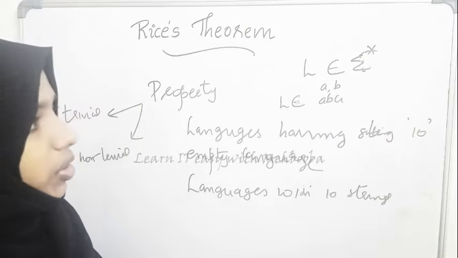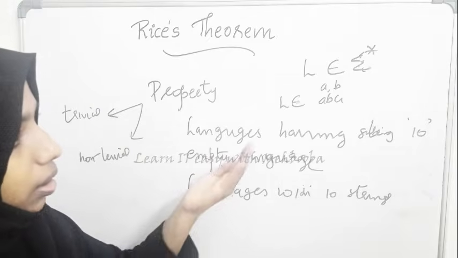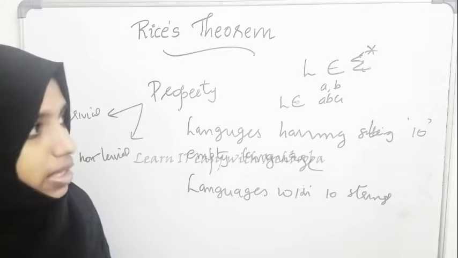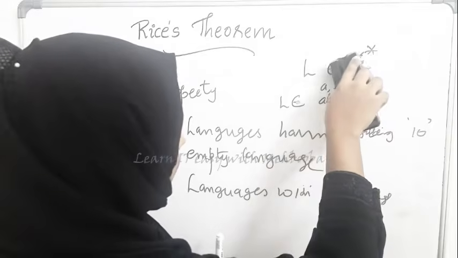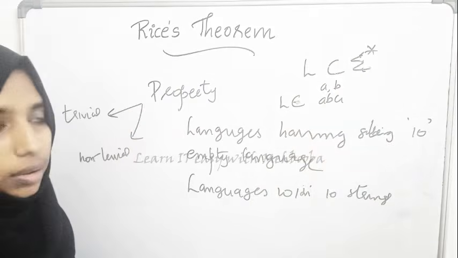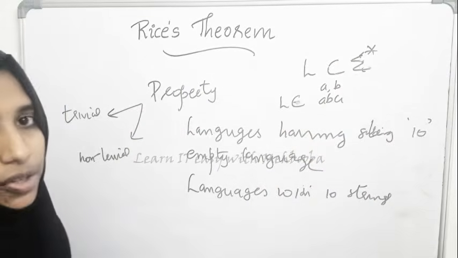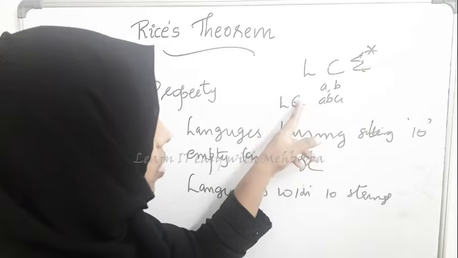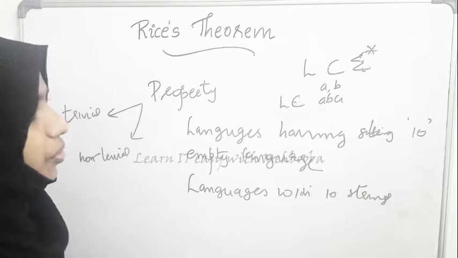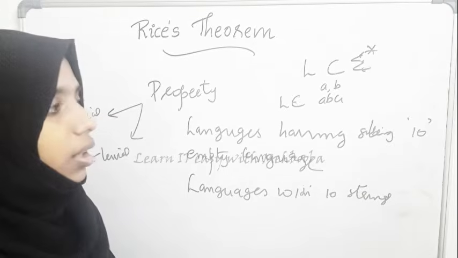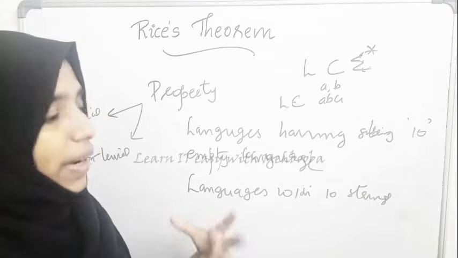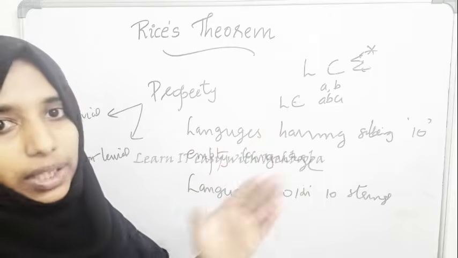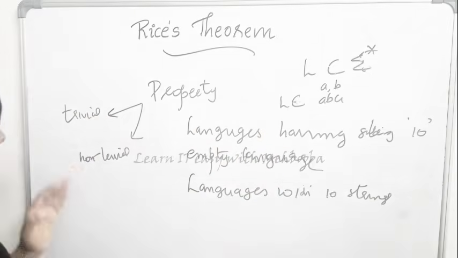That is, language will be a subset of sigma star. Yeah, that is a trivial property, because for every Turing machine, its language is made up of symbols from the alphabet, isn't it? So that is a trivial property.